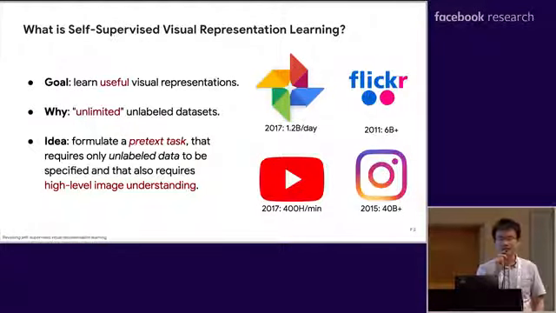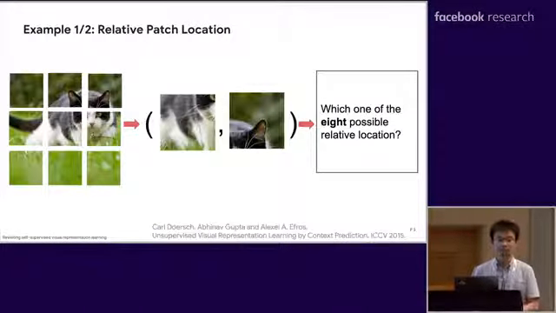The main idea behind that is to formulate a pretext task from the unlabeled data itself without requiring labels. It requires a network to learn high-level semantics while solving the pretext task. Let's take a look at a concrete example.